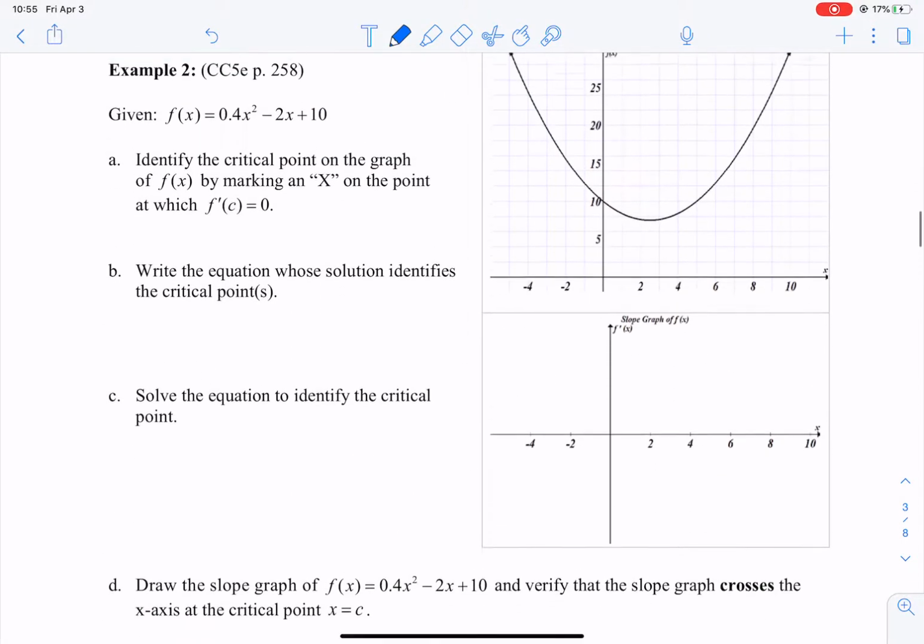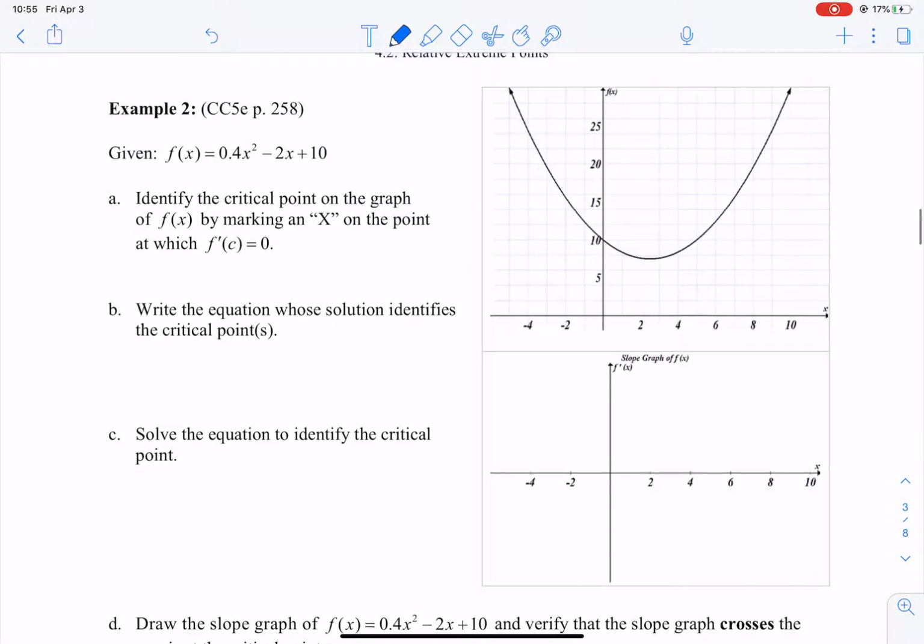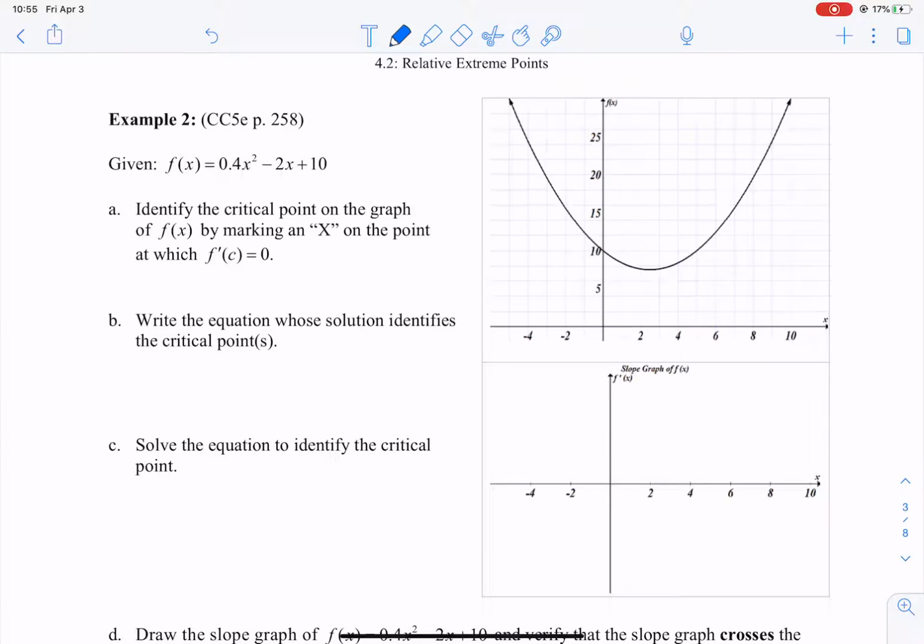Example 2, all right. The first one, we are given the function f of x and the function graph. Identify the critical points on the function graph f of x by marking an x on the point. So we know the critical points have 2 possibilities. The derivative does not exist. Second one, the derivative is 0. So for this one, the derivative f prime of x exists on the whole interval, but we have a point where the derivative is 0. This one, and this point is about 2.5.